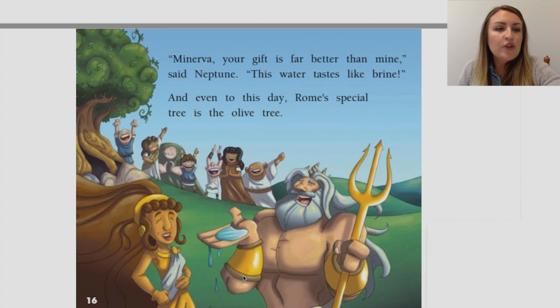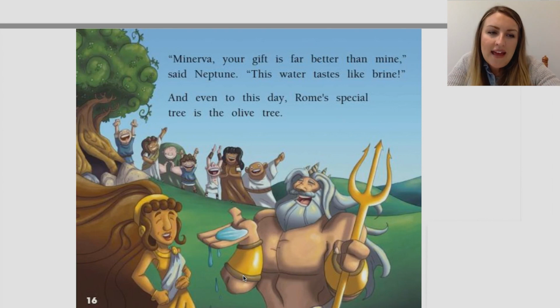So I'm just going to write a few words, and you can copy me or you can come up with your own. I'm just going to write Minerva won, Rome's special tree. Great job. All right, boys and girls.